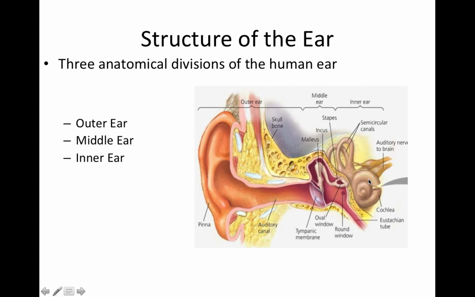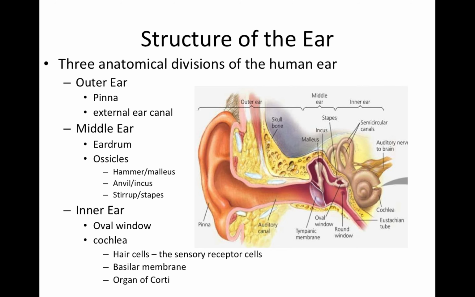So let's go into a little bit more detail. Here again, you have the outer ear right here, the middle ear right here, and the inner ear. The outer ear consists of the pinna, which is your external structure, or your ear. It catches waves of air pressure and directs them into the external ear canal, which you can see right here. This is the external ear canal, or the auditory canal, and it amplifies the sound somewhat and then redirects it to the eardrum.